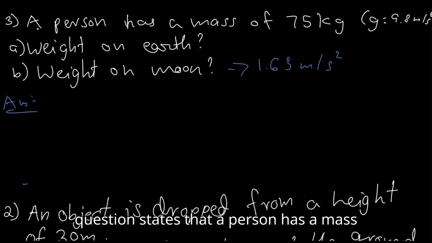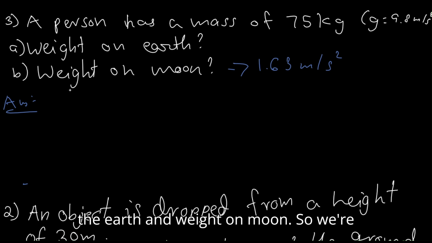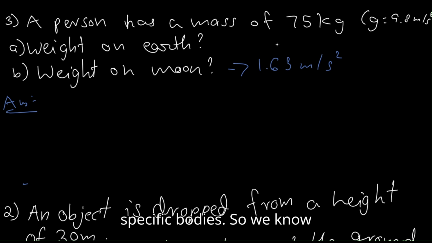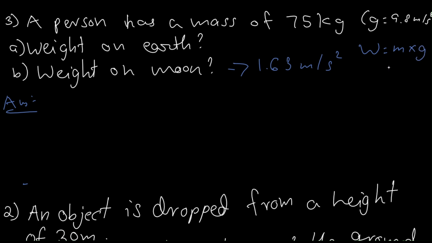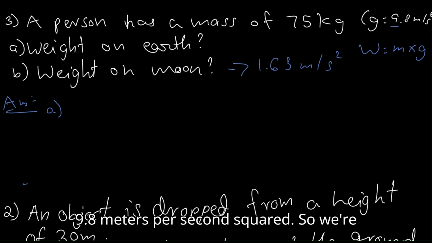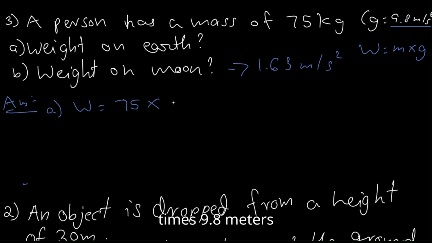Now the third question states that a person has a mass of 75 kgs, and we need the weight on the earth and weight on the moon. So we're supposed to find the weight on these two specific bodies. So we know that weight is equal to mass times acceleration due to gravity. So let's do the first one. Weight on earth. We know that the acceleration due to gravity on earth is 9.8 meters per second squared. So we're going to plug in the values. 75 times 9.8 meters per second squared, which is 735 Newton.